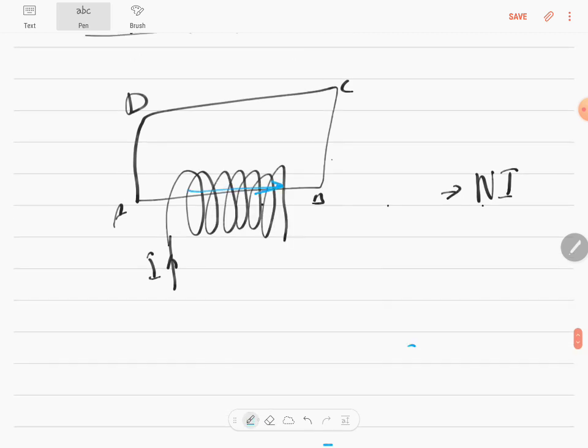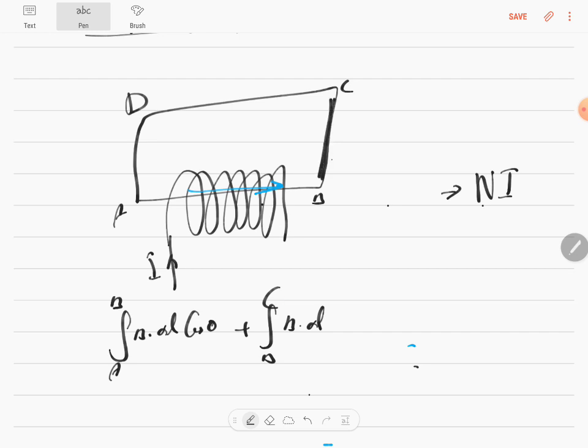And AB, okay, let's write Ampere's circuital law, integration of A to B, B dot dl, which is B ds cos 0. Why? Because the angle between the magnetic field and AB is parallel. For integration of B dot dl from B to C, BC is like this, where the magnetic field is perpendicular. Can you see cos 90? So therefore it will be 0.